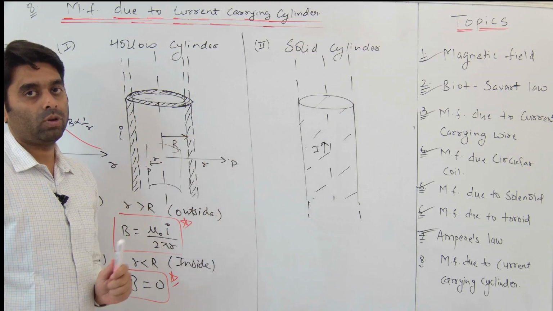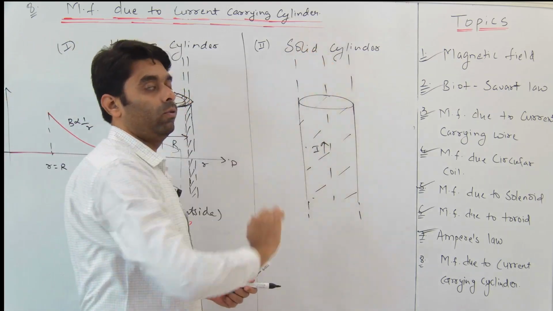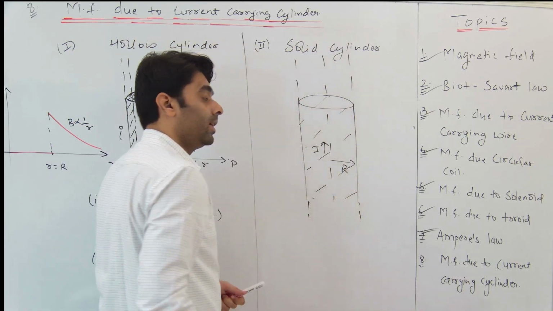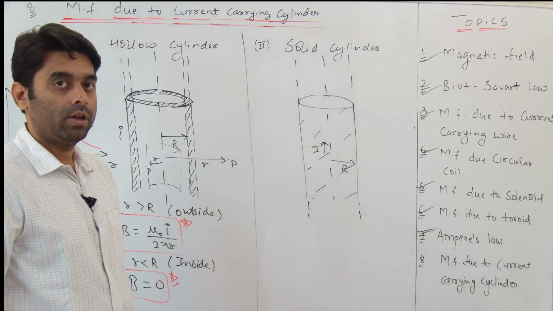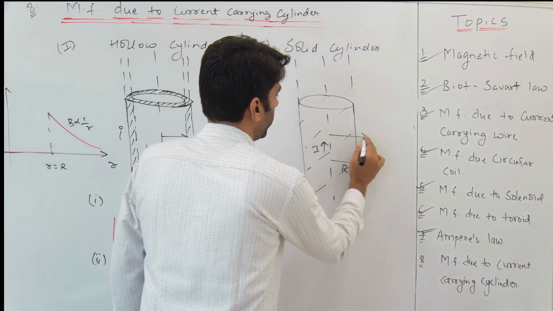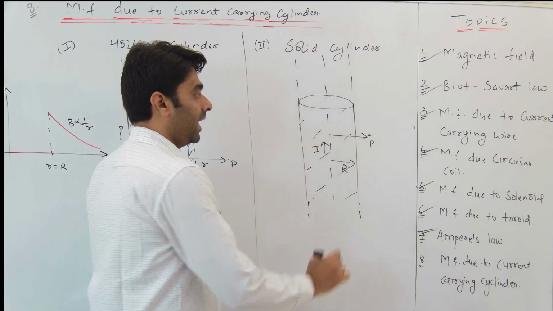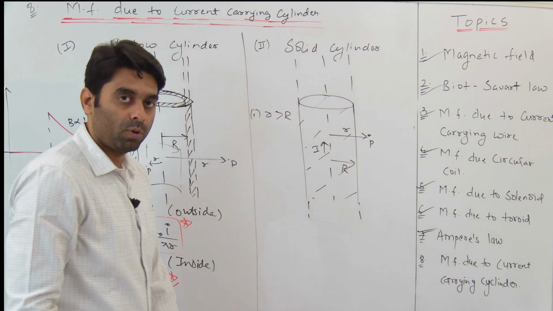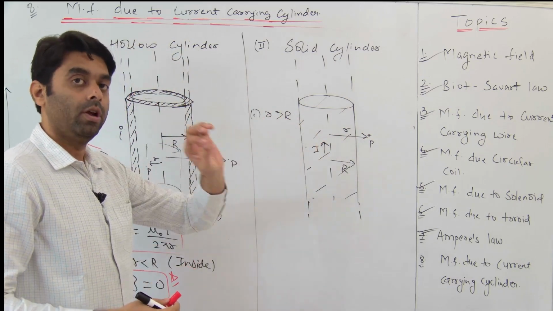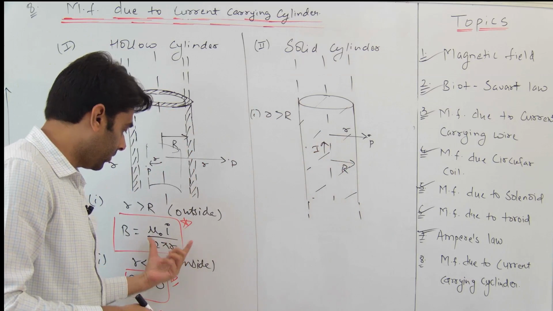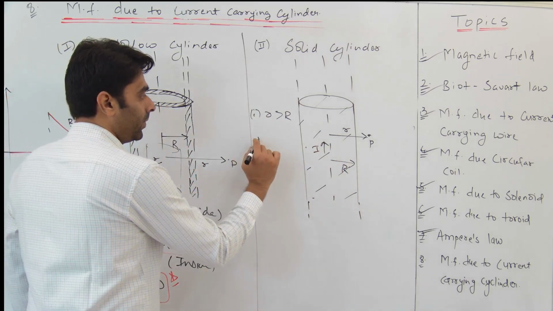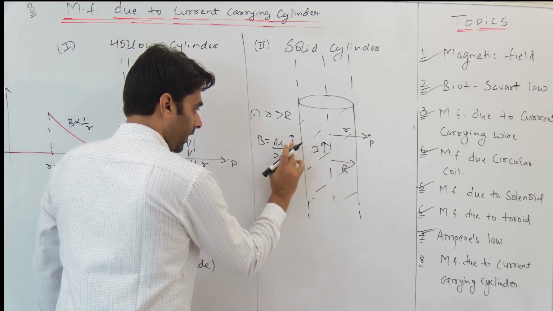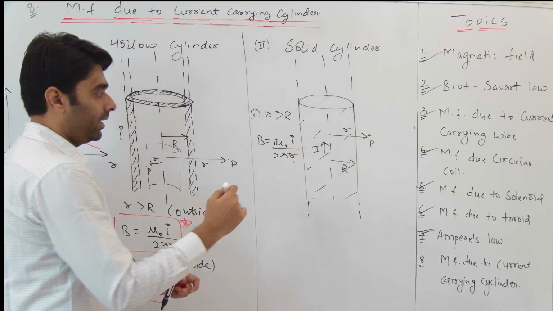Fine. Moving ahead, solid cylinder. Current I is flowing through the solid cylinder, and the radius is capital R. First of all, we will consider outside points. Let's say a point P is present at a distance of small r, where r is greater than capital R. That means it is an outside point. For outside points, the result is the same as what we had for the hollow cylinder, that is B equals mu naught I by 2 pi r, where small r is the distance. So this is the magnetic field for an outside point.